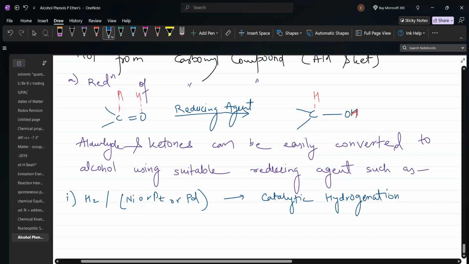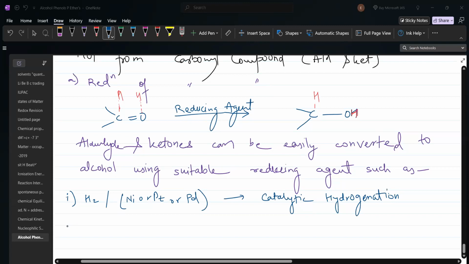Is your adsorption topic done? Adsorption, surface chemistry. No, sir. Not even in school? Okay, in adsorption we will go into detail, don't worry. So here nickel, platinum or palladium plates are used as catalyst.